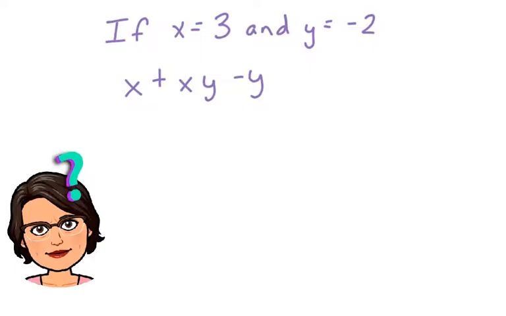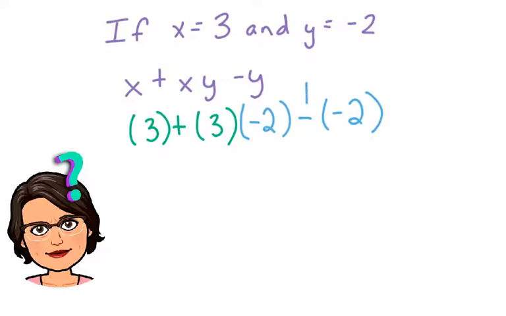This time we're going to let x equal positive 3 and y equal negative 2. Pause the video and try it out. All right, let's see how you did. So x is positive 3. So all my x's I'm changing to 3's. And all my y's, y is negative 2, so I'm going to change my y's to negative 2.